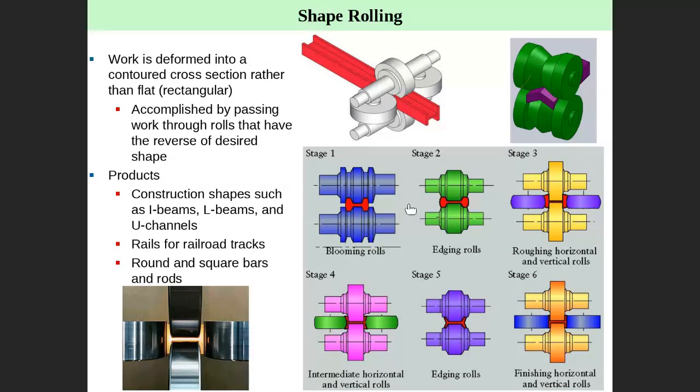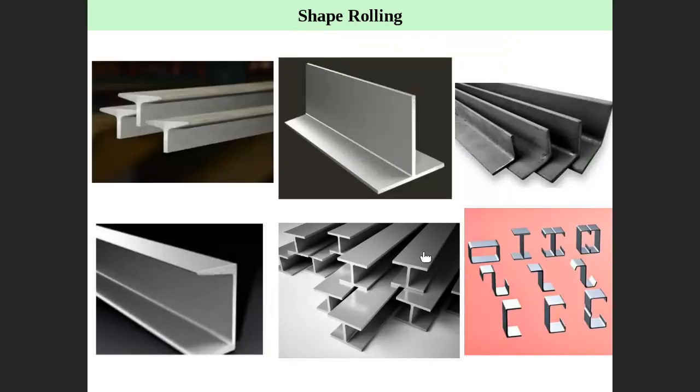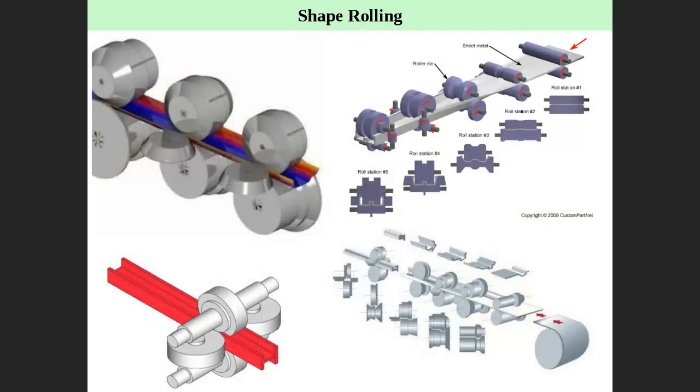Production includes the I-beam. This is the I-beam. This is a different type of I-beam, C-channel, angles, railroad rails, and round or square bars, and so on, which can be shaped by rolling as well. This is a different shape here. All of these are done by the rolling process. So rolling can make this kind of cross section.